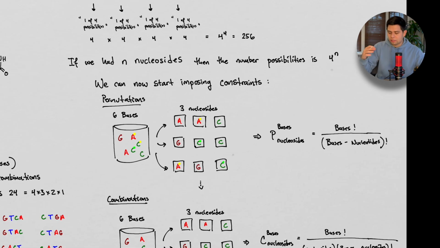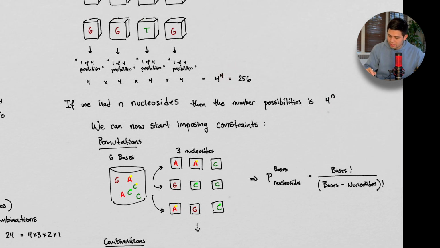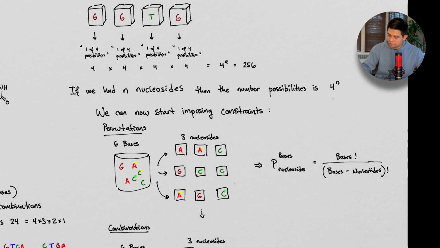So let's now constrain this a little bit, okay? If we had n nucleosides, then the number of possibilities is 4 to the n, right? Because each one of these is 4 possibilities, so that's the base. So n is 4, okay? In this case, because we have 4 boxes.